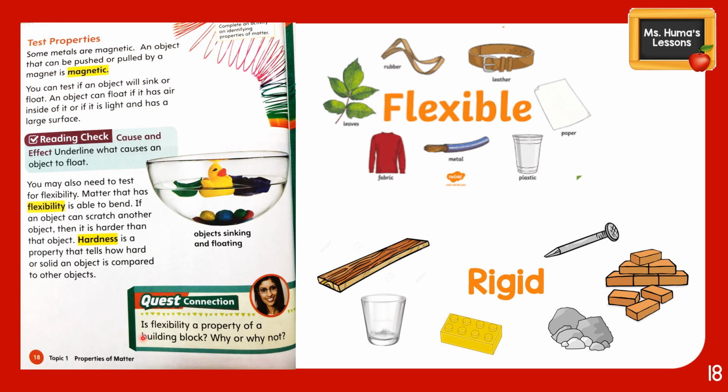Why? Because see, is flexibility a property of a building block? Why or why not? We have to study this, but for example, if we are making a building block, we have to build something. Should we be using flexible objects? No, I don't think so. Flexible objects are not suitable for use as a building block. Because if something is flexible, it cannot hold, it will fall down. It cannot become a strong structure. To build something, we need strong and rigid objects.